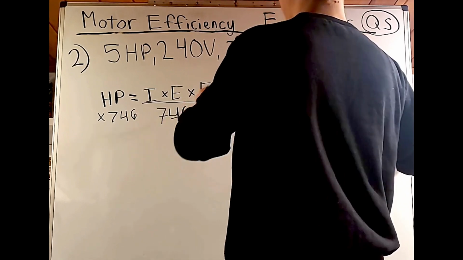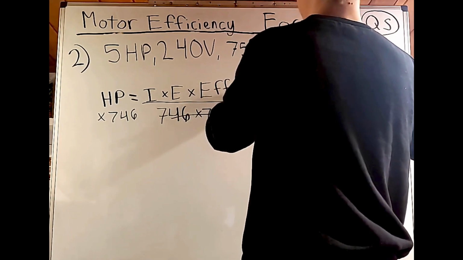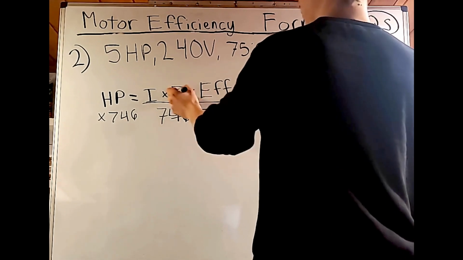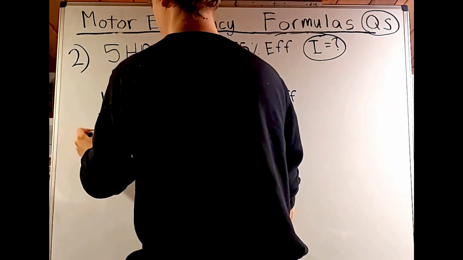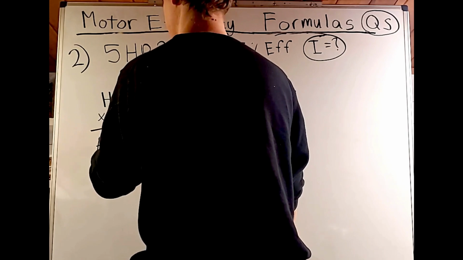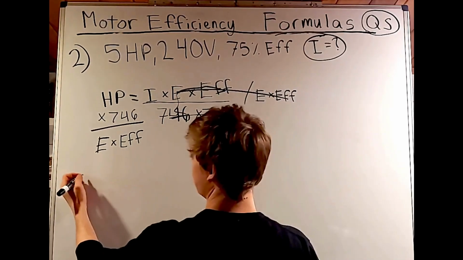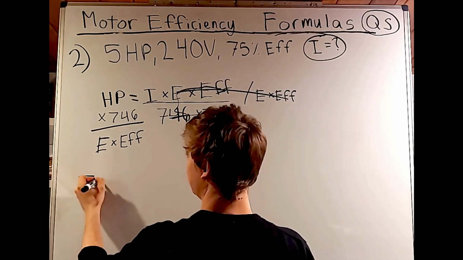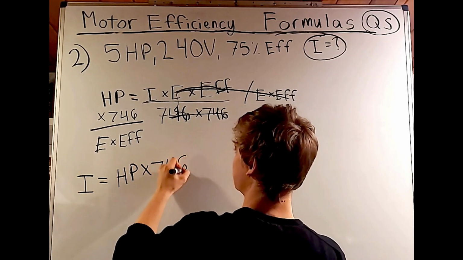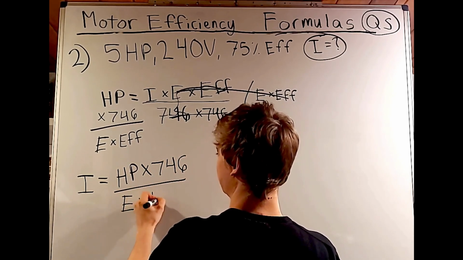Now I want to further isolate the I, so I'm going to do this a little sloppy to kind of show you how you do it in real life a little more. So now I have E and EFF. Now I'll get rid of the E times the EFF combo, and now all that is going to go over E times EFF. Okay, so now we have everything canceled out besides I. Now I'll rewrite it with I on the left side. I equals horsepower times 746 over E times EFF.